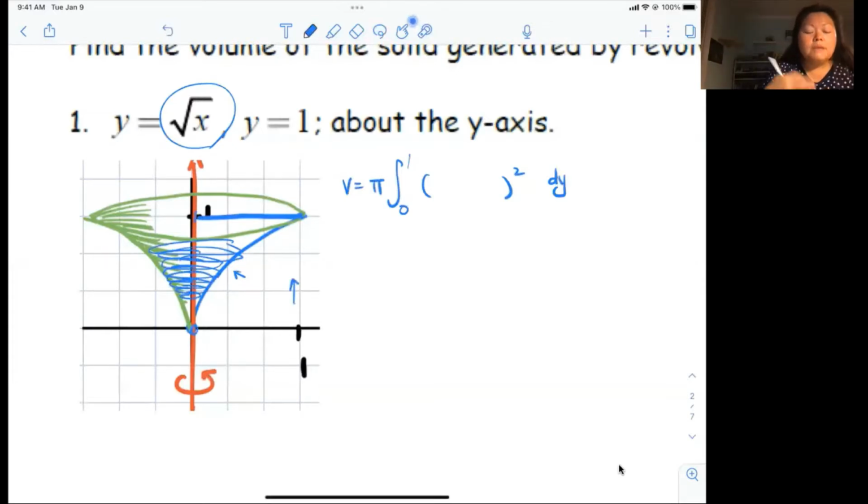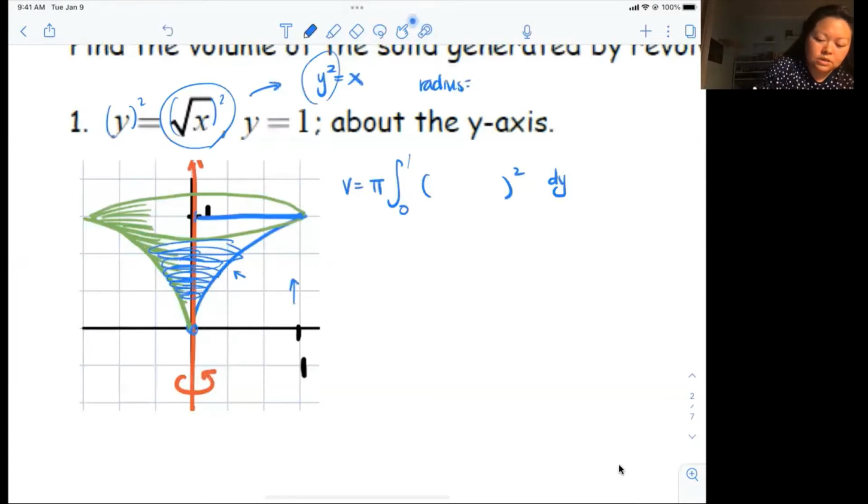But wait a minute, since I'm making this go up the y-axis, my equation has to be in terms of x equals. So first thing I need to do is change that around. y equals root x, I can make it y squared equals x, right? That way if I square both sides, I have x by itself. Then this is my radius function. So radius, in this case, is y squared. So y squared is here.